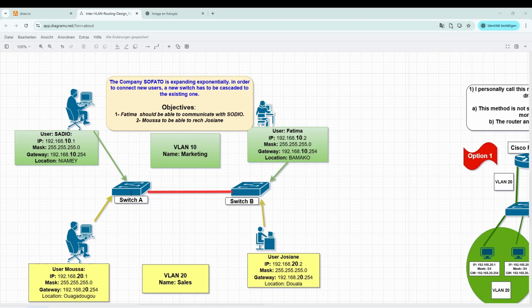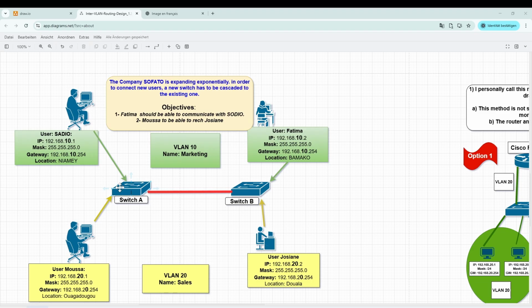Hello, Sahelnetworks. In this video, I'm going to make a short summary of what we learned so far. At the beginning, we had only one switch. All users connected to the same switch. No configuration means all users are in the default VLAN, VLAN 1, which you cannot delete.